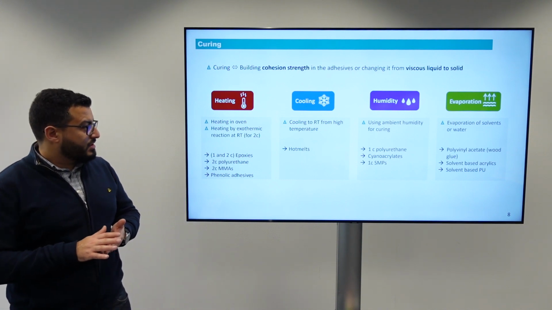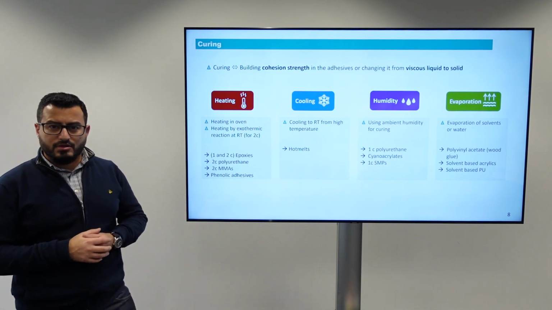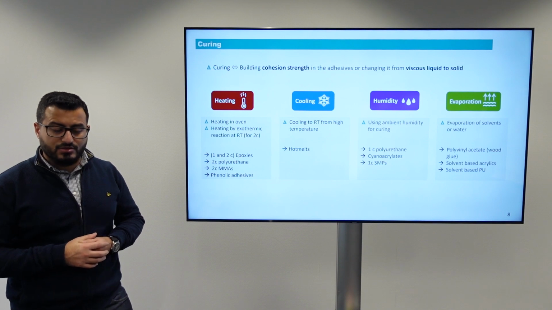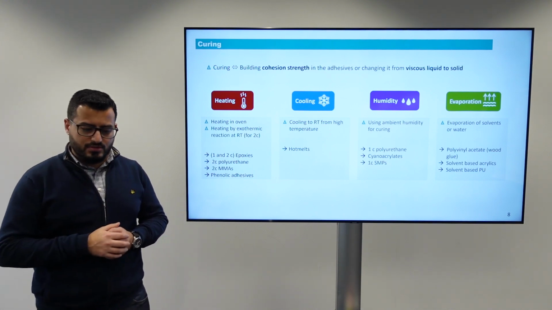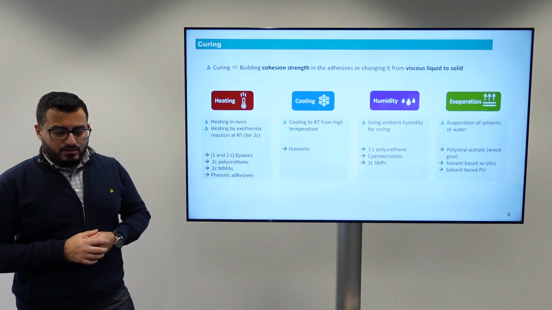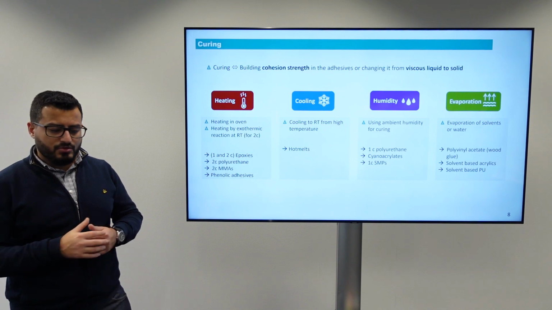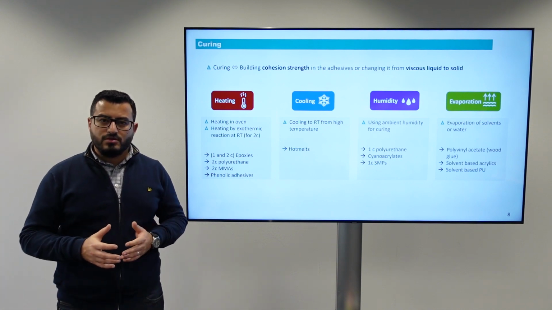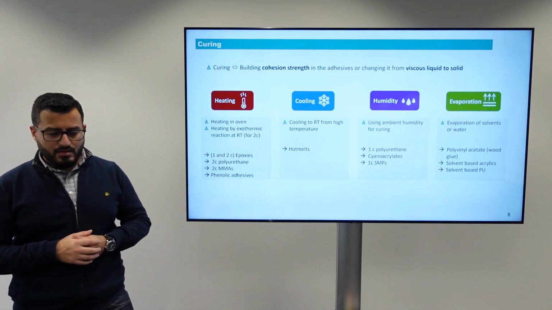First, we have curing by heating. So heating can be done in the oven, or it can be done by exothermic reaction at room temperature. This is specifically for two-component systems. Examples of adhesives that cure by heat are one-component and two-component epoxies, two-component polyurethanes, two-component MMAs, and also phenolic adhesives.